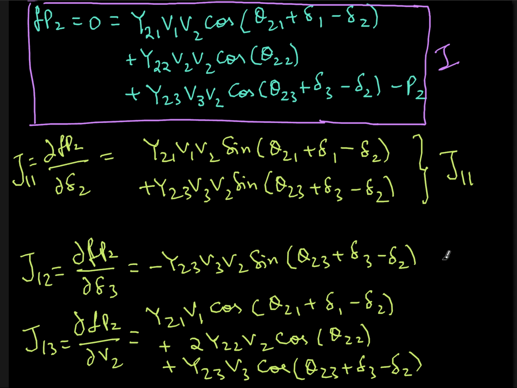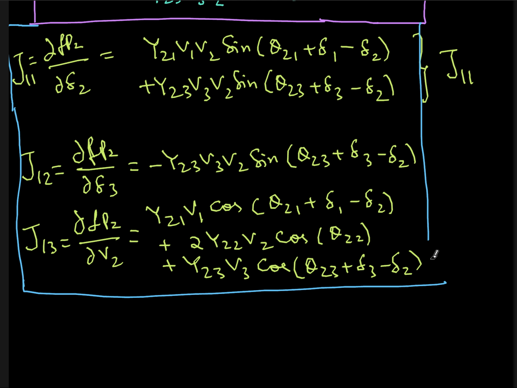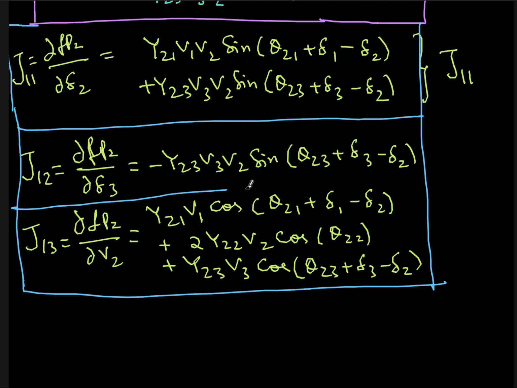So that's it. I found the three elements of the J matrix. I don't want them to run away anywhere, so I'll just put a box around them. This is the first row of my Jacobian matrix. Now let's do the second row of the Jacobian matrix.